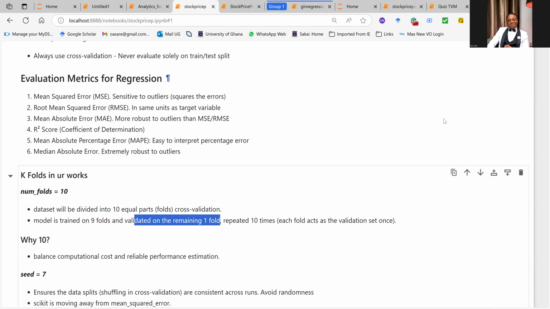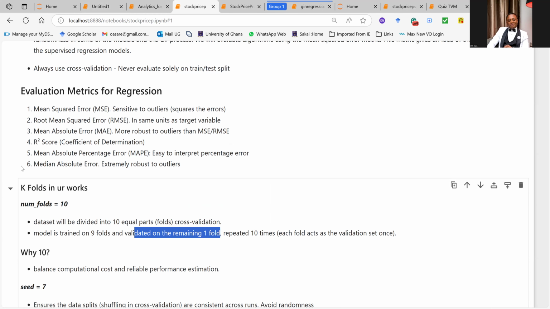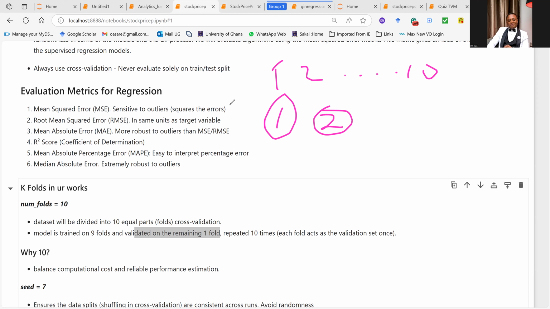So if you have 1, 2, all the way to 10, we'll take 1 as the validation set and the other 9 as training. When we finish, we'll take 2 as the validation set, add 1 back to the others, and use the other 9 for training. Then we'll go all the way to 10. We'll put 10 out and use 1 to 9 for training. We do the whole process 10 times.